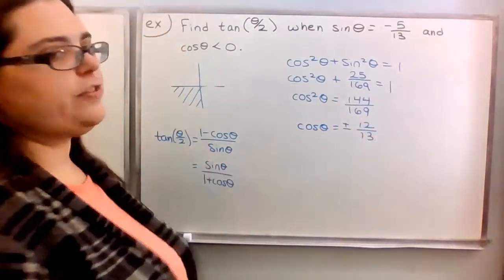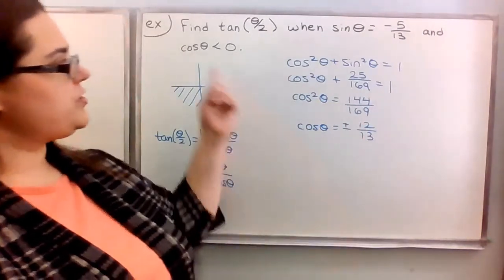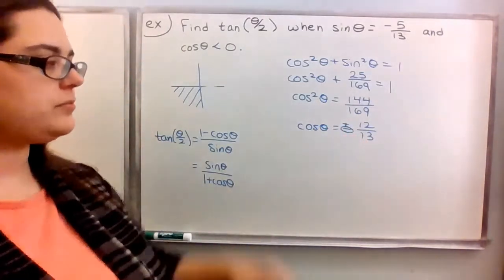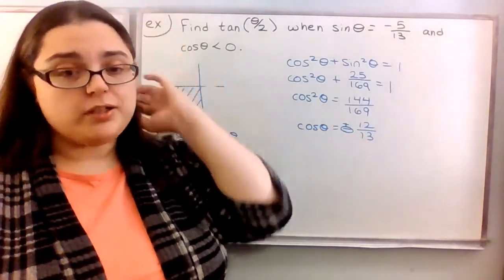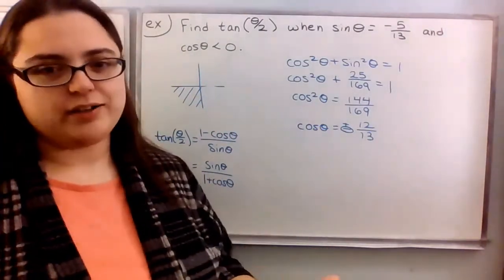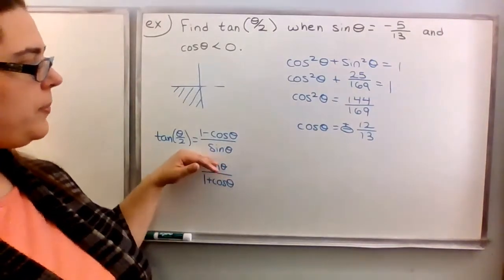So this is a 5/12/13 right triangle that we're looking at. Because cosine is negative, we want the negative fraction. For this one, it doesn't really matter which one goes in the top or bottom because we don't have a radical. So you get to pick. I'm going to stick to this first one here.